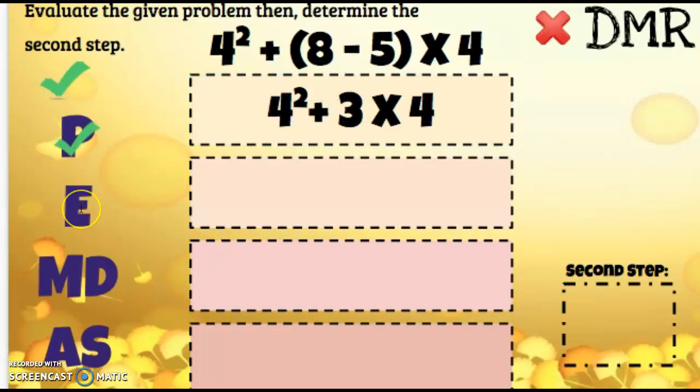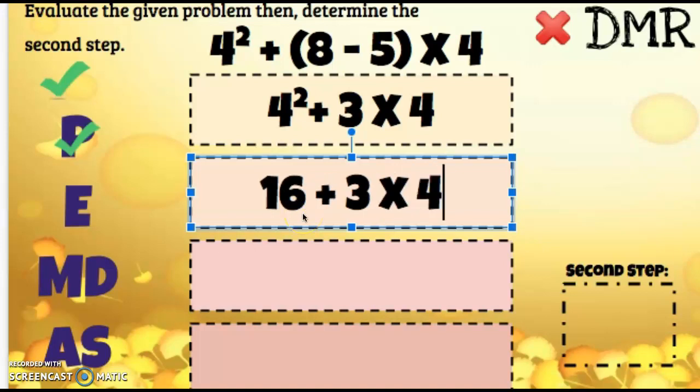Now I'm looking for exponents. Remember, you have a base, which is your big number, and then you got a little tiny number that is your exponent. So looking here, now this is my new problem, 4 squared plus 3 times 4. Looking here, do I have a base? I sure do. My 4 squared. So that means I'm going to solve that second. 4 squared means 4 times 4, which is 16. So then I write 16 plus 3 times 4.